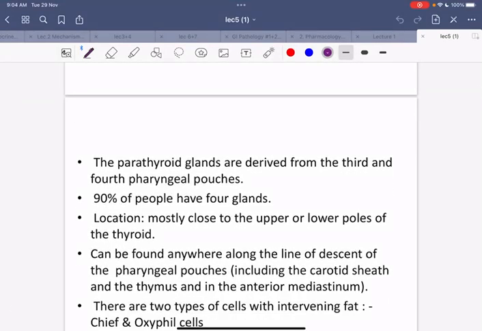As you know, the parathyroid glands are 4 glands which are located posteriorly or embedded posteriorly within the thyroid gland. So they are enclosed by the same fascia as the thyroid gland. The parathyroid glands are derived from the third and the fourth pharyngeal pouches, and they can be present in abnormal places.